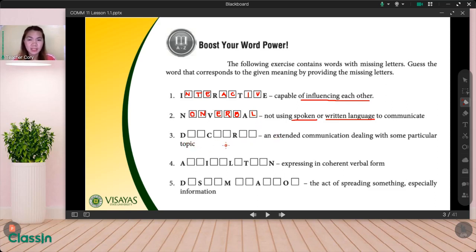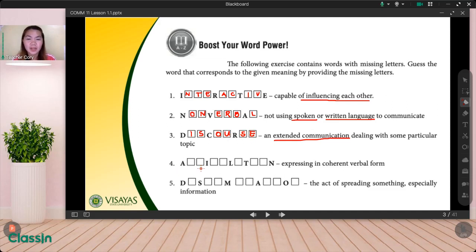Next, number 3. This starts with letter D, and this means an extended communication dealing with some particular topic. So extended, this is your cue. This is discourse. Next, number 4.